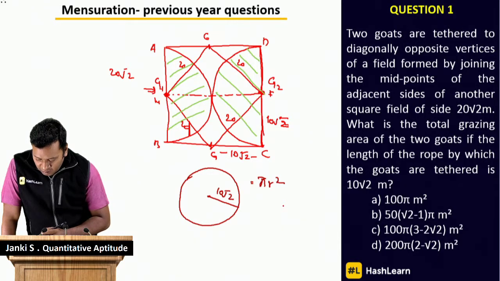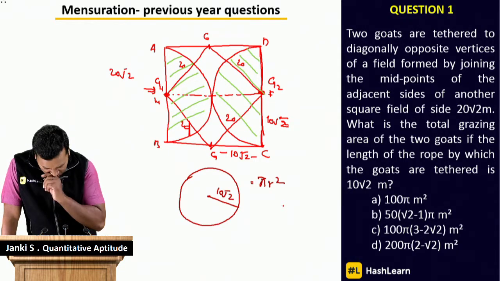Then, what is the total grazing area of the two goats if the length of the rope by which the goats were tethered is 10√2 meters?